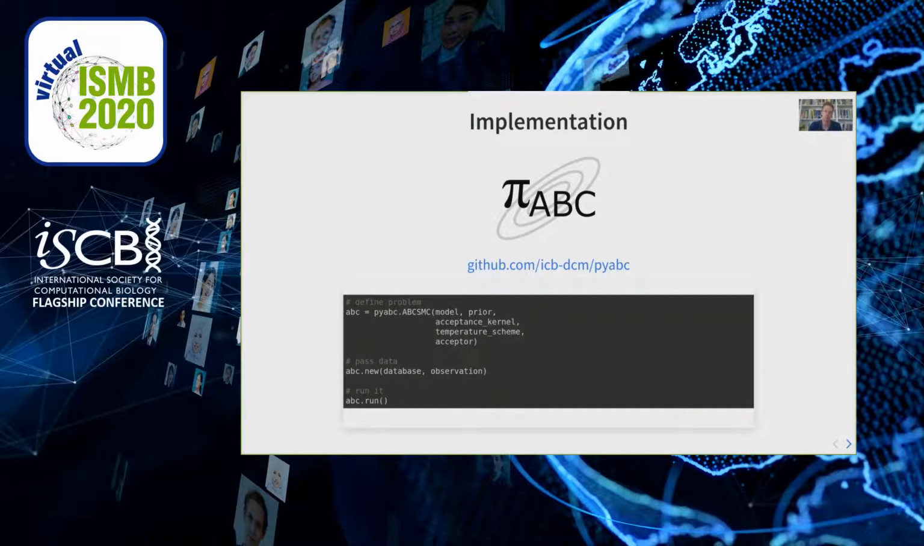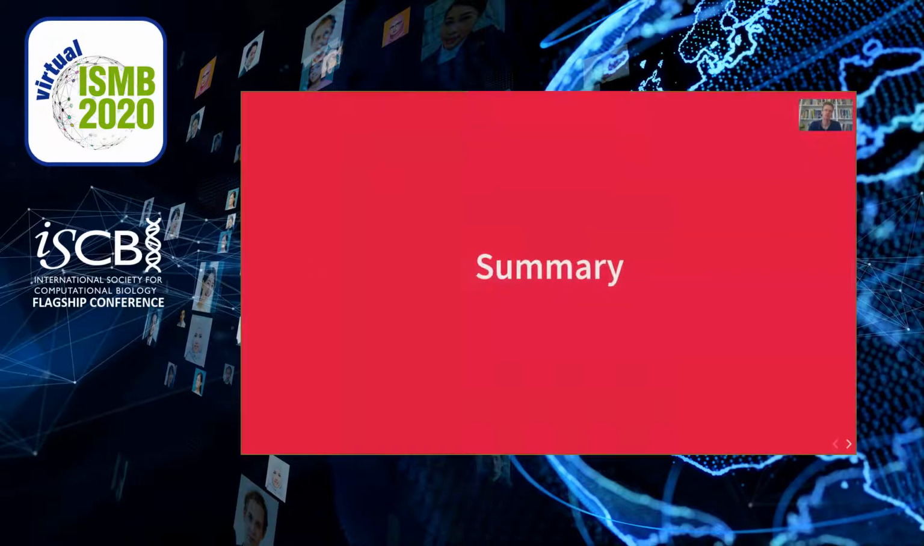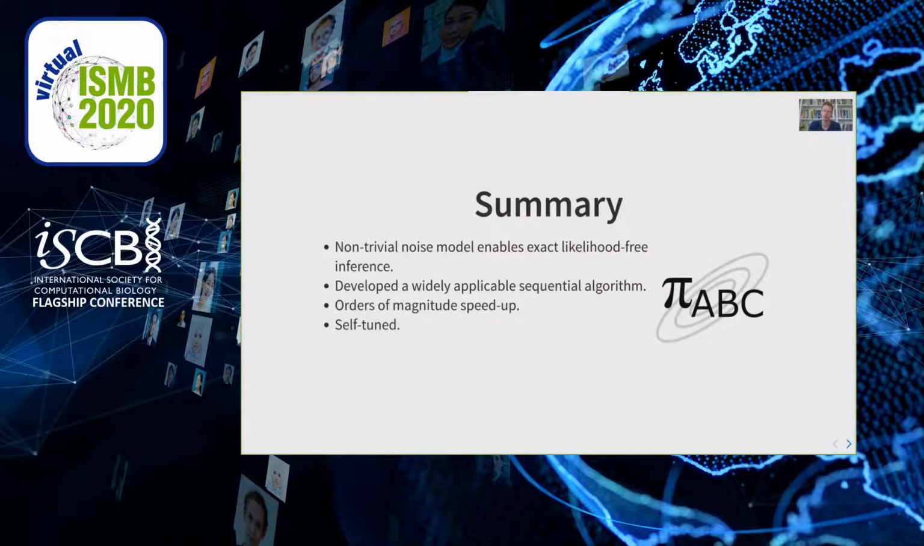To summarize, it is intriguingly the non-trivial noise model that enables exact likelihood-free inference in an ABC framework. Here we developed a widely applicable sequential algorithm, which showed orders of magnitude speed up compared to alternatives. And in addition, the algorithmic details make this also quite nicely self-tuned, so having to set no hyperparameters at all.